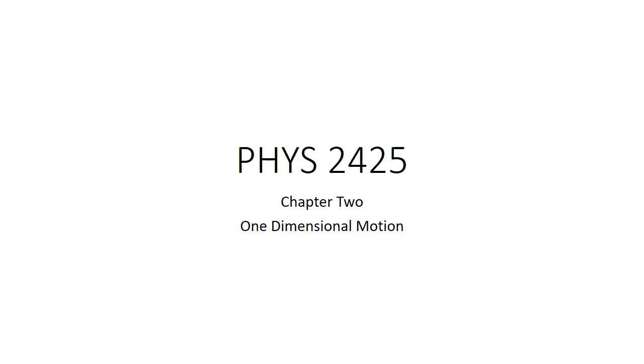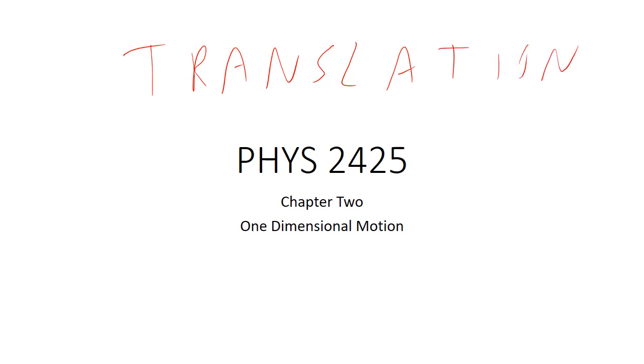Okay, so now we're ready to start into chapter 2. And the first thing we do when we talk about chapter 2 is to talk about motion. So now we're talking about the idea of translation. So this is one-dimensional motion. So translation, one-dimensional motion. In chapter 4, we'll talk about two-dimensional motion.